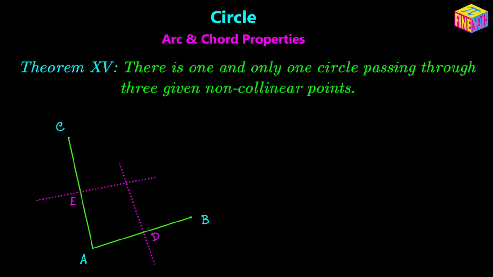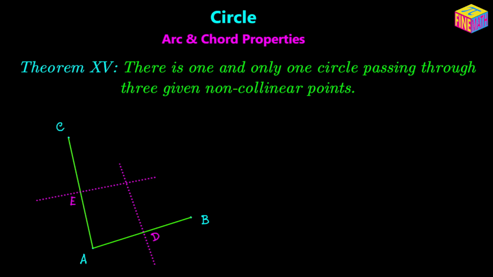First of all, how many perpendicular bisectors can we have for a line segment? Well, we cannot have more than one. We can have exactly one perpendicular bisector for a given line segment. So in this case, if we talk about the line segment AB, then how many perpendicular bisectors can we draw? Well, we can draw only one perpendicular bisector. And similarly, for the line segment AC, there also we can draw only one perpendicular bisector.